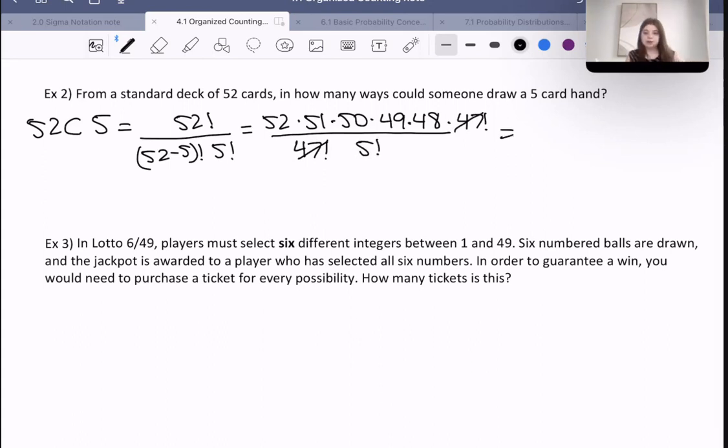Which is going to be a big number. Let me just calculate that in my calculator here. Let's see, 52 times 51 times 50 times 49 times 48, divide by 120, right? Because 5 factorial is 120. We are going to get 2,598,960. So that's a lot of hands, over 2.5 million different poker hands that we could get.